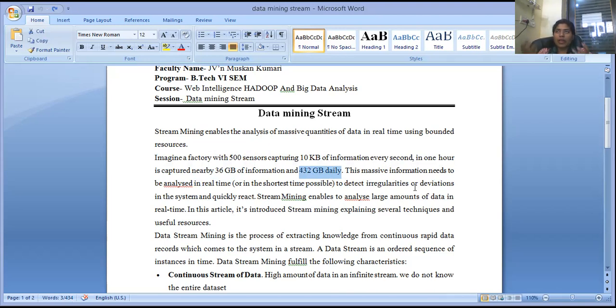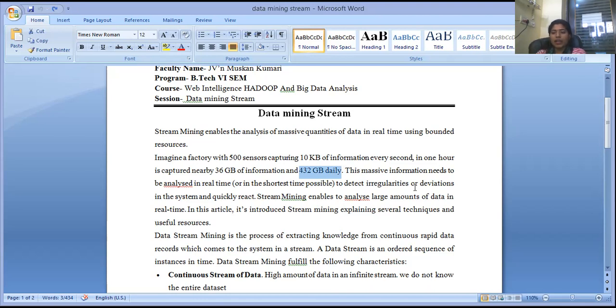So you have captured this huge amount of data per day. You have to analyze this data in real time or in the shortest time possible to detect irregularities and deviations in the system and react quickly. Okay, so stream mining enables you to analyze.